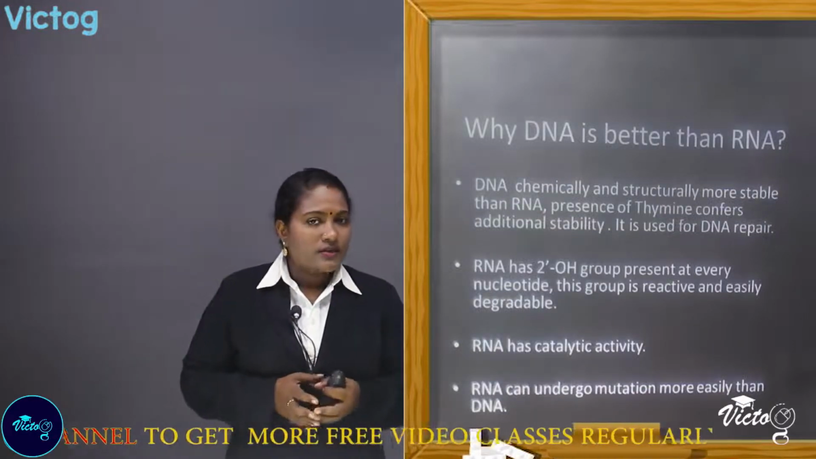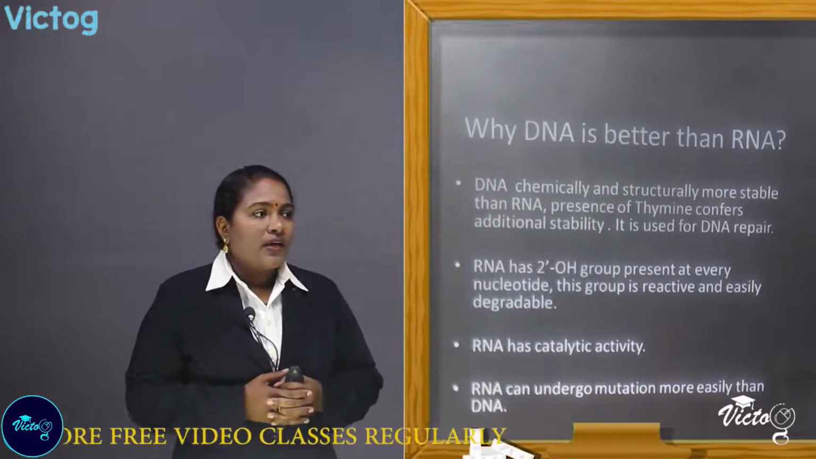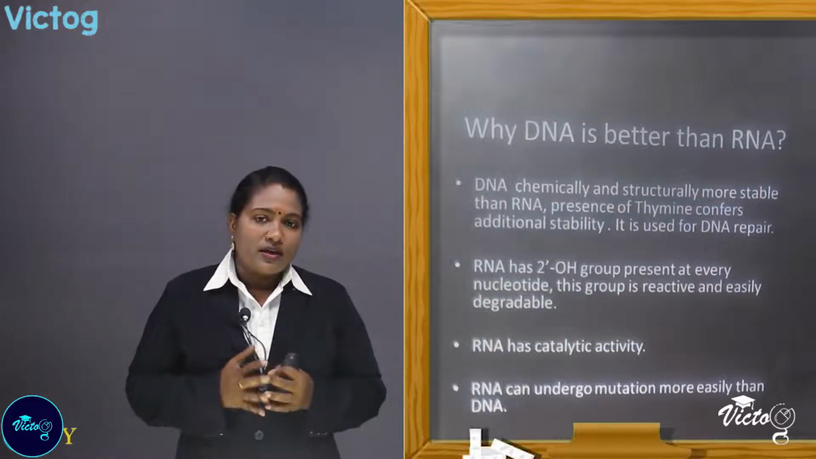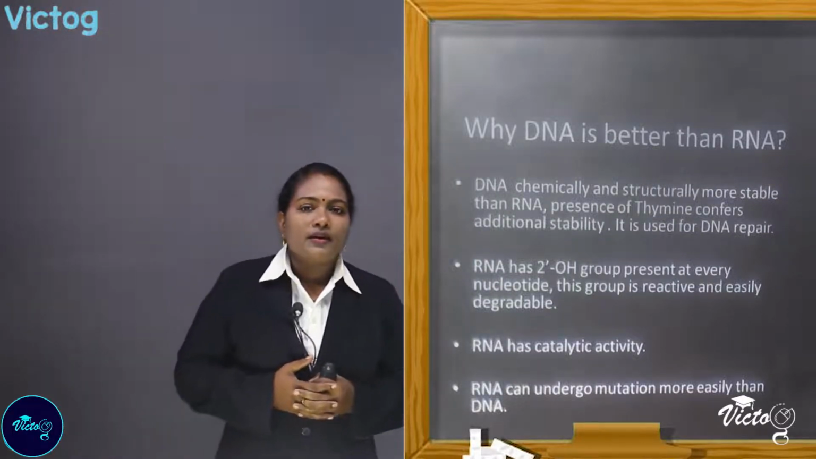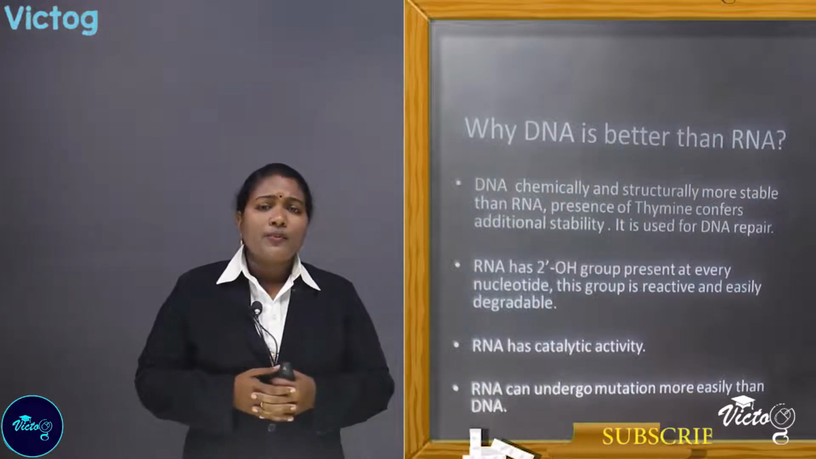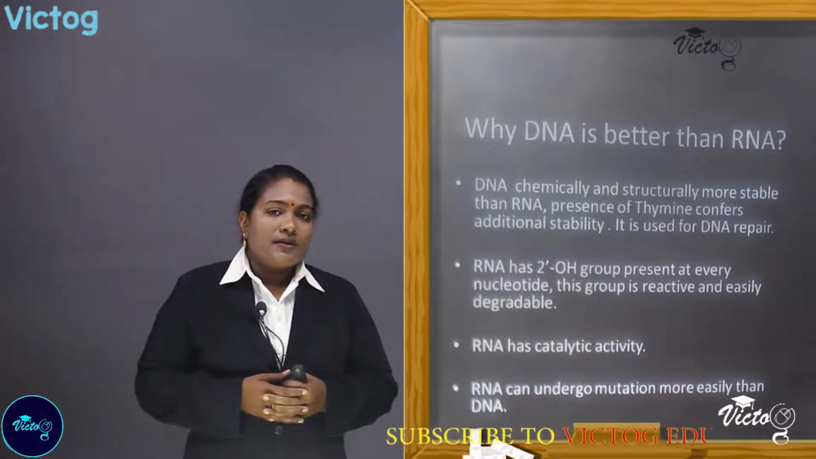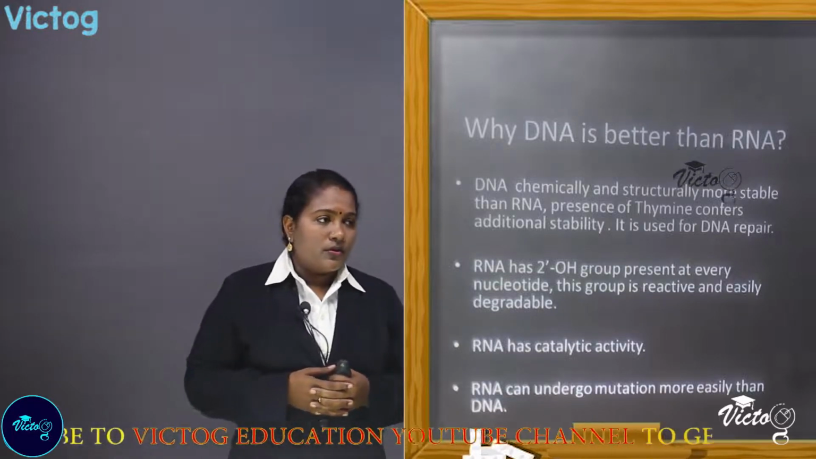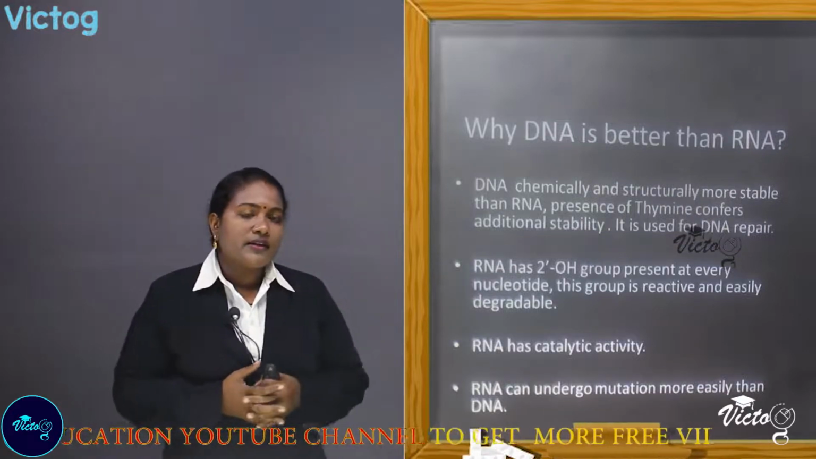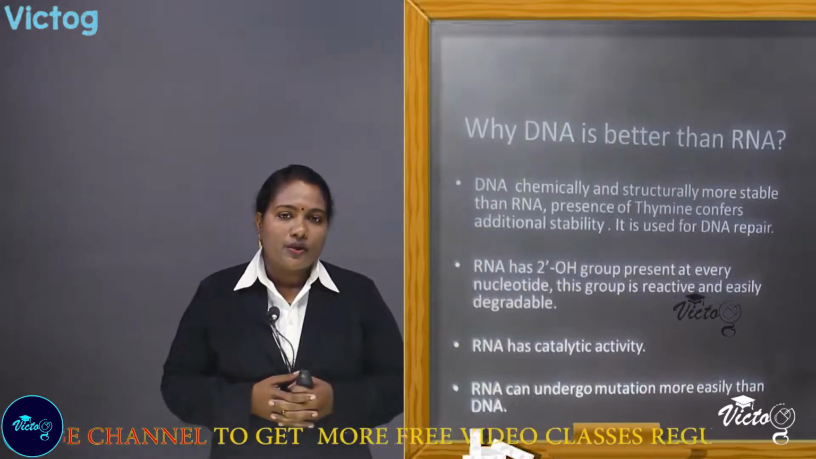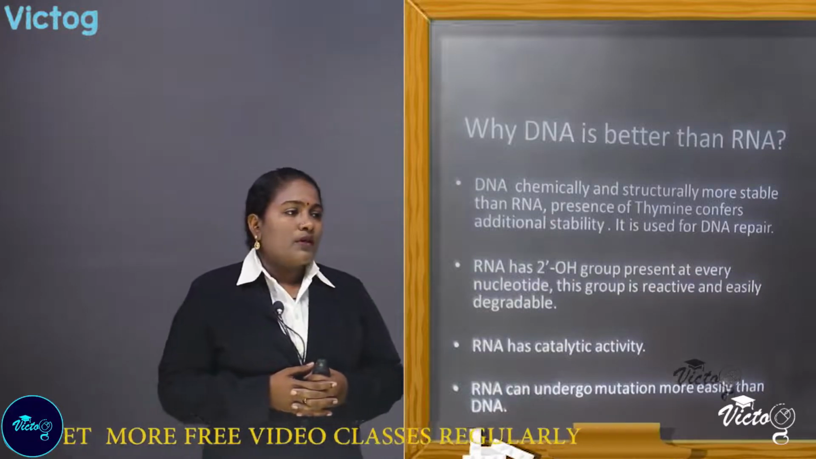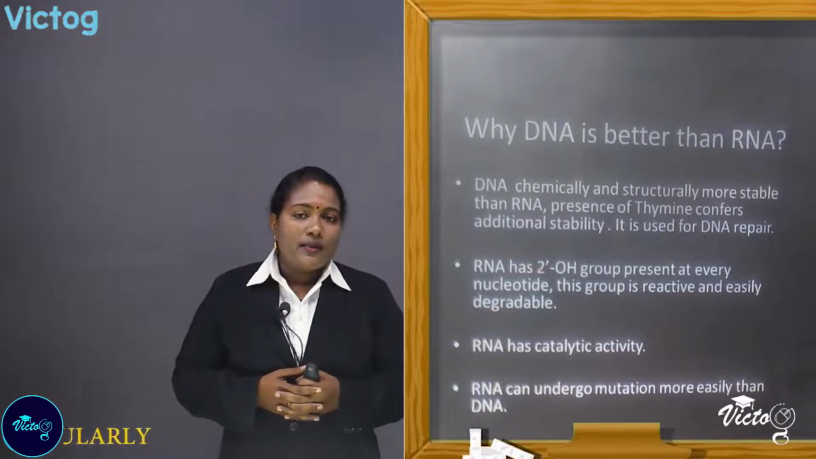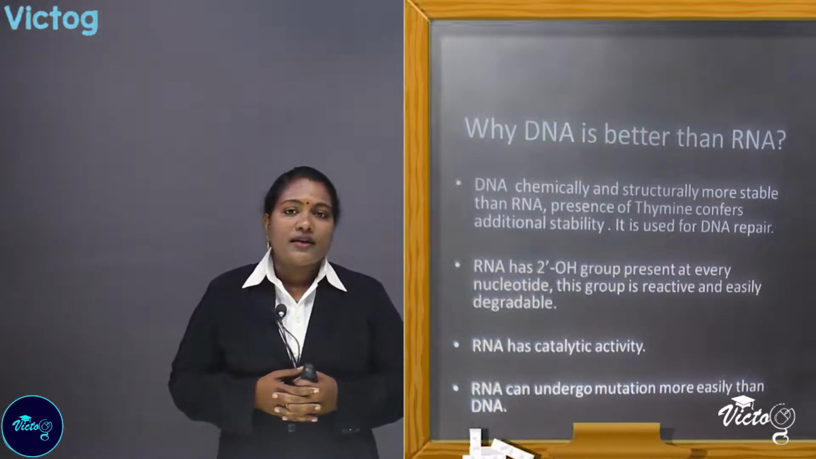The presence of thymine confers additional strength to the DNA, and thymine also has another property: it is used for DNA repair. Another reason is that RNA has an additional OH group present at the 2' end. This group is more reactive and degradable, and it makes RNA an unstable compound.